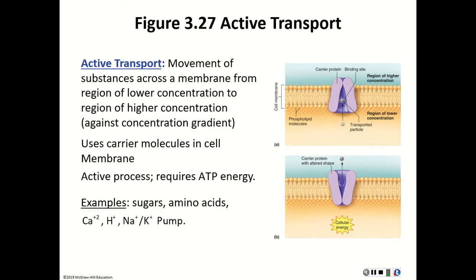Now for the active processes, and these are, like I said, these need ATP. These go against the concentration gradient, from low to high concentration. And in an active transport, you have a carrier. And that carrier is going to carry things in or out of the cell, again, against the concentration gradient. So we do need ATP in order for that to happen. So for example, sugar, amino acids, calcium, hydrogen, and the sodium-potassium pump. Sodium-potassium pump is a very famous pump that you want to be familiar with.